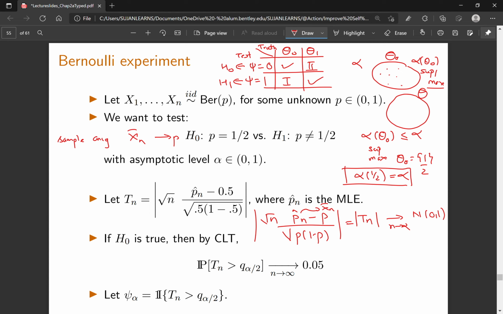The easy way to control alpha is to never reject anything. We'll always accept null hypothesis, but that's not ideal. We'll never discover anything if we do that. Then how do we control alpha? Let's try to understand how we do that.